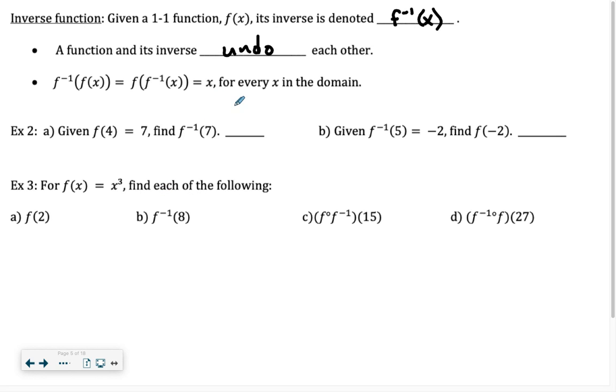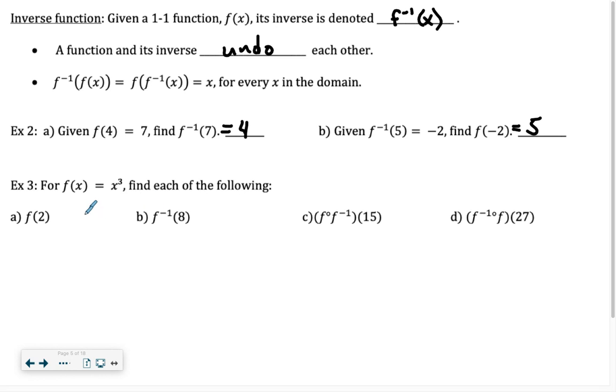So a couple of simple numerical examples of that idea. If I know that f of 4 equals 7, what that's saying is the point (4, 7) is on my original graph, then I can say that the point (7, 4) is on the inverse. If my functions undo each other, these opposite points are going to be on the graph. Same thing here. If the point (5, -2) is on the inverse, then the point (-2, 5) will be on my original graph.